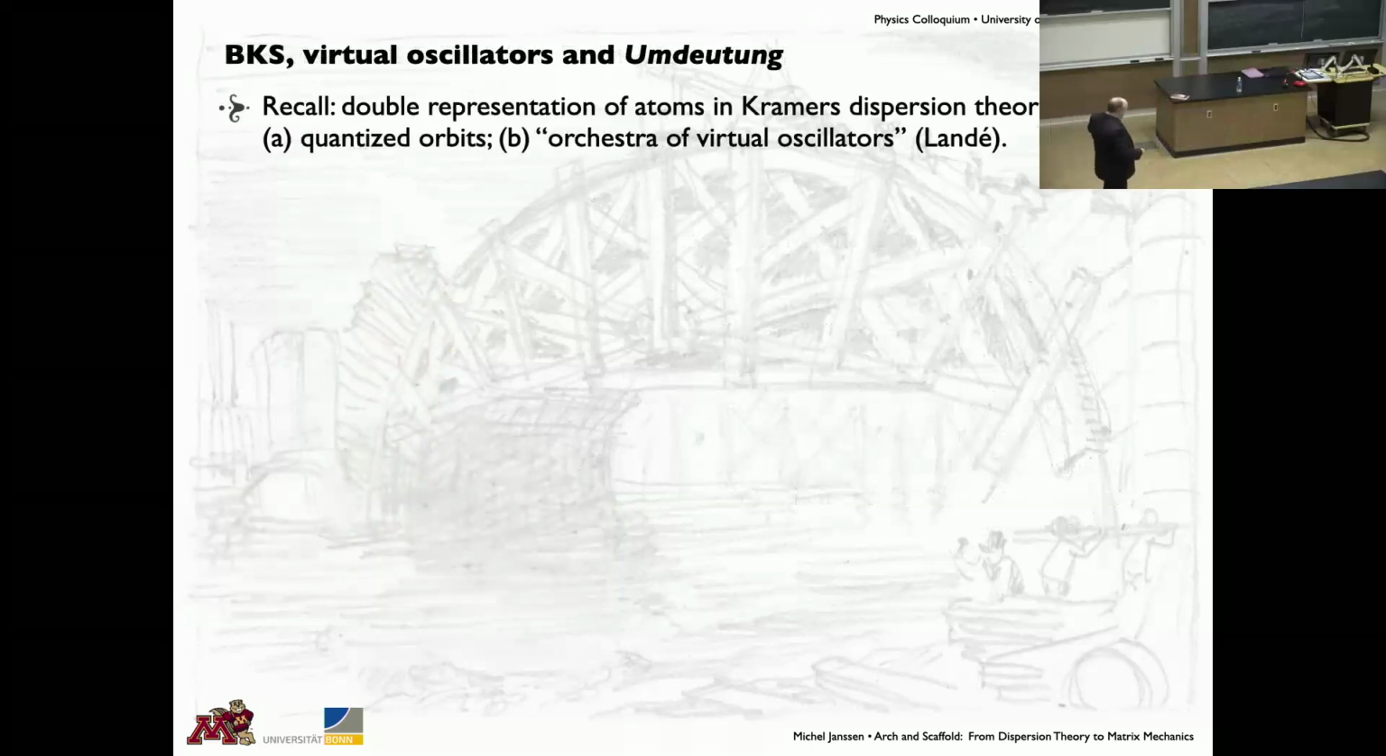All right. So how does this route through BKS feed into the Umdeutung paper? Well, the story would be very simple. Remember, you get this double representation, right?